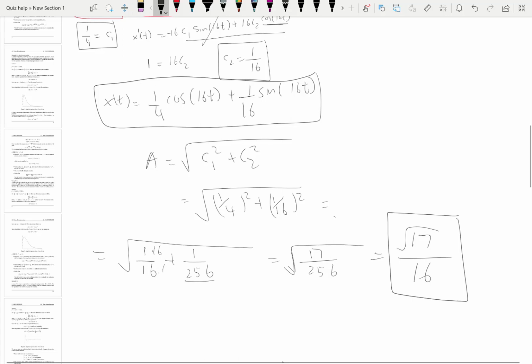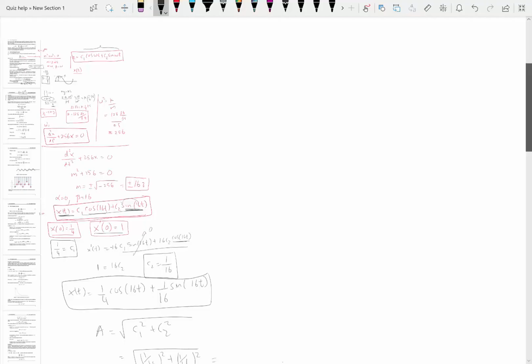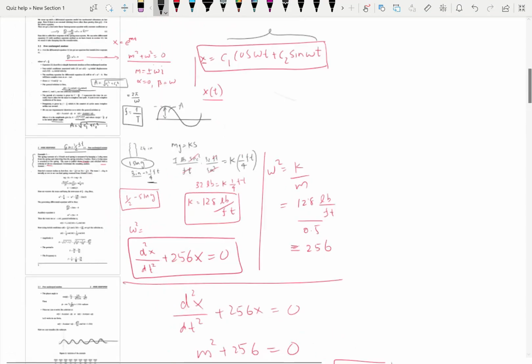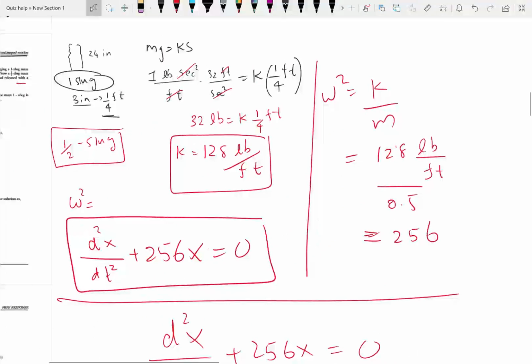After you use these initial conditions and figure out c1 and c2, you can find the amplitude. That is how you do a full problem. In a typical problem, you have to find the spring constant by yourself. In most cases there will be an experiment. Like in this question, you attach one slug and you find the spring constant k. Then using k and mass, you can find omega squared. Then we come up with the differential equation model like this.